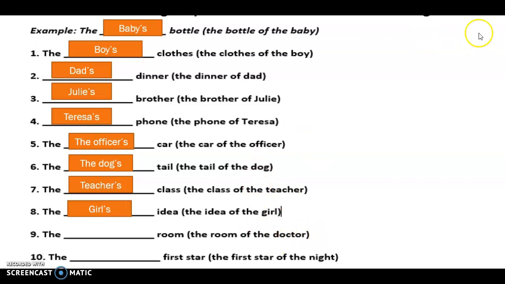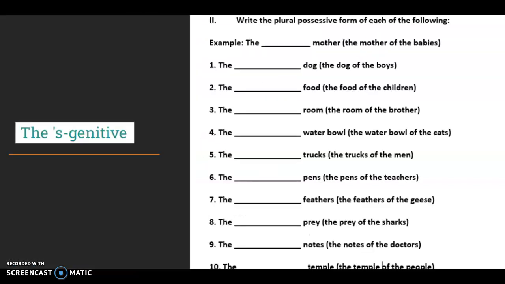The idea of the girl, the girl's idea. The room of the doctor, the doctor's room. And finally, the first star of the night. I'm thinking that this is a person, a star, I mean maybe in a TV program. All of them are singular. So as you can see in the example, we only add apostrophe and s at the end of it.